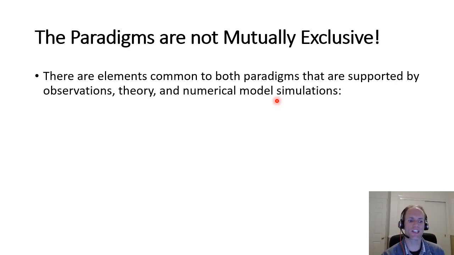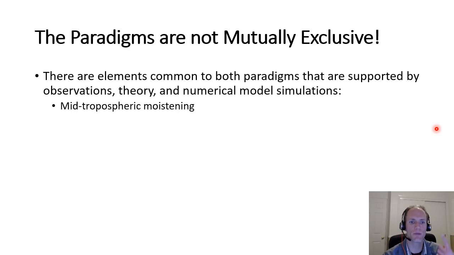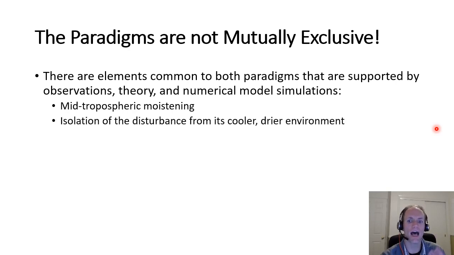So, re-emphasizing, using this as an opportunity to close: the paradigms are not mutually exclusive to each other. There are elements that are common to both paradigms that are supported by observations, theory, and numerical model simulations. And these include things like mid-tropospheric moistening to make the atmosphere resilient against downdrafts to prevent convective longevity and persistence, and isolation of the disturbance from its cooler, drier environment. They both emphasize the role of the mid-level vortex in that regard.